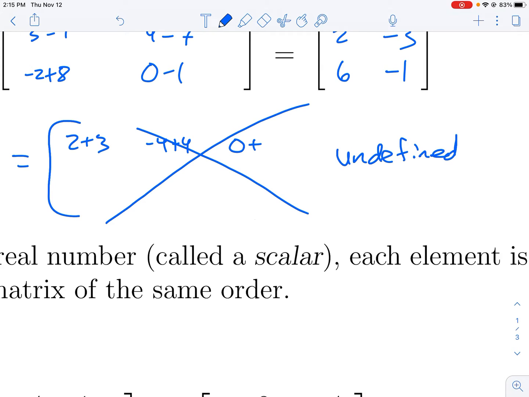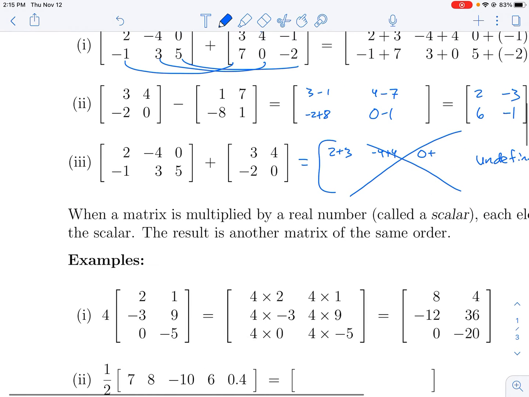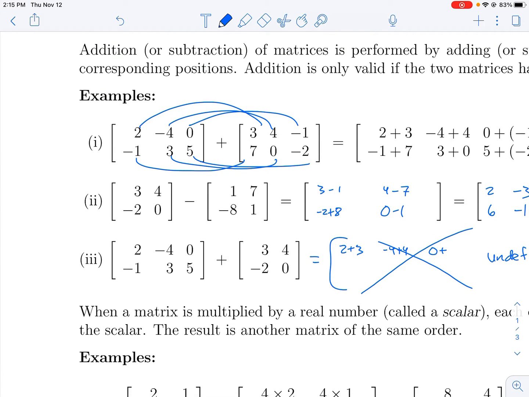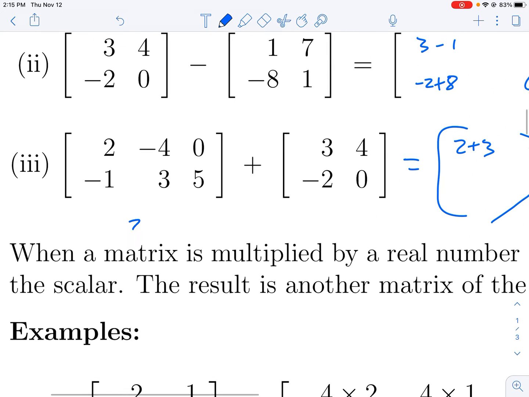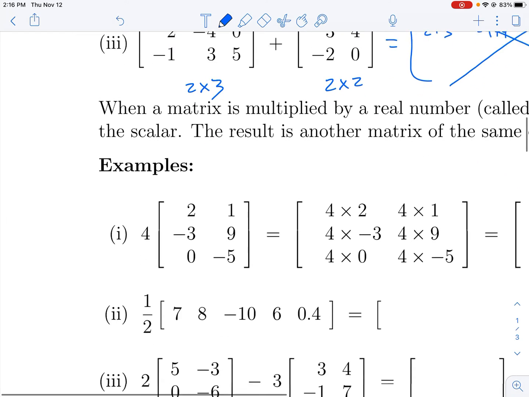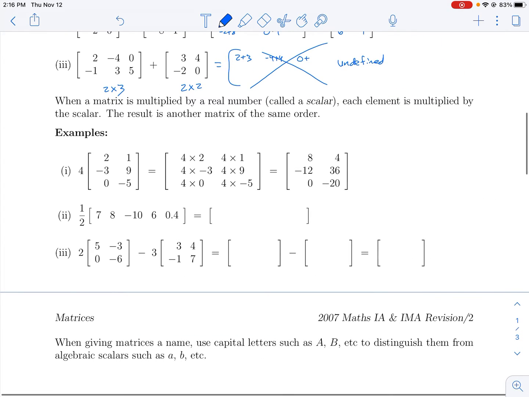And so that's something that's interesting about matrices. Something like just adding 2 of them can be impossible. And when you're adding and subtracting matrices, they have to be the same size. So this one is a 2 by 3 because it's got 2 rows and 3 columns, but this one's only a 2 by 2. It only has 2 columns and 2 rows. And so these are not the same size, and so you can't add them. We couldn't subtract them either. So that's very important to remember.